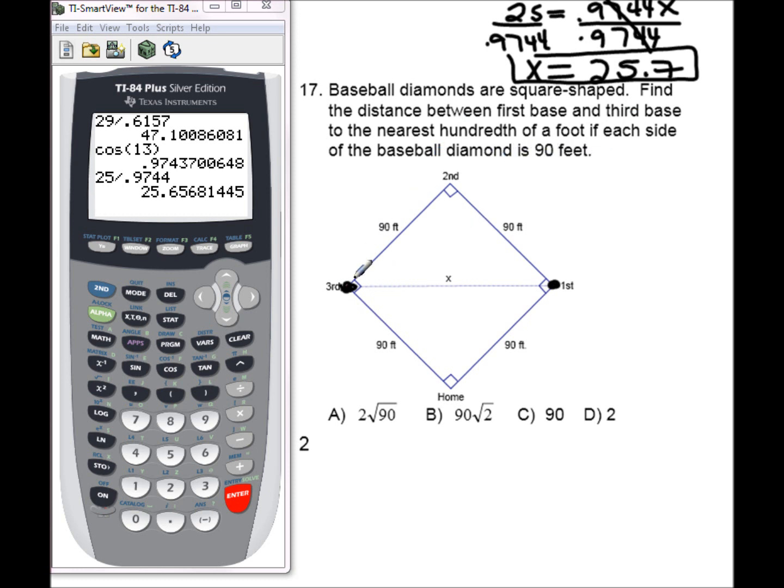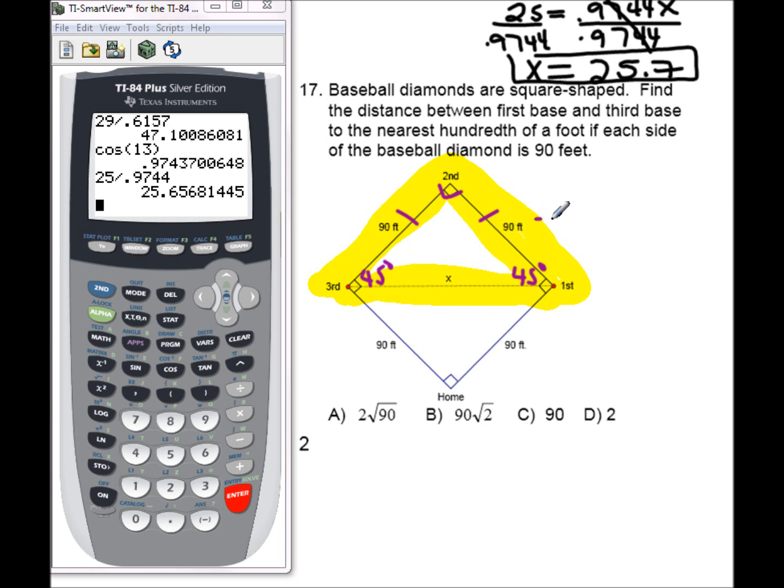So if each side is 90 feet, if I pull this part right here, we have the triangle outlined here. So in this triangle, we have two congruent sides, and we have a right angle. So that means that these two angles here must be 45 degrees. So that makes this a special right triangle.